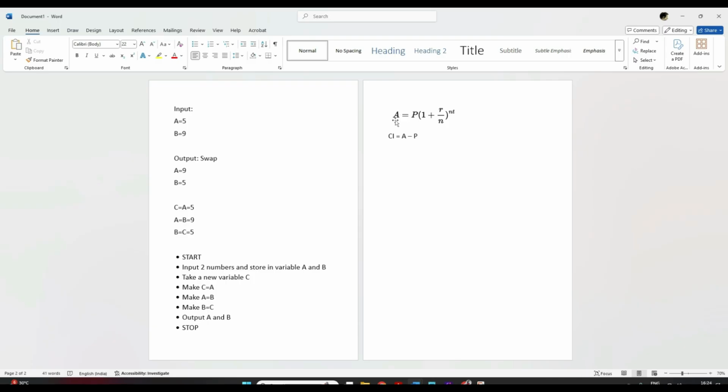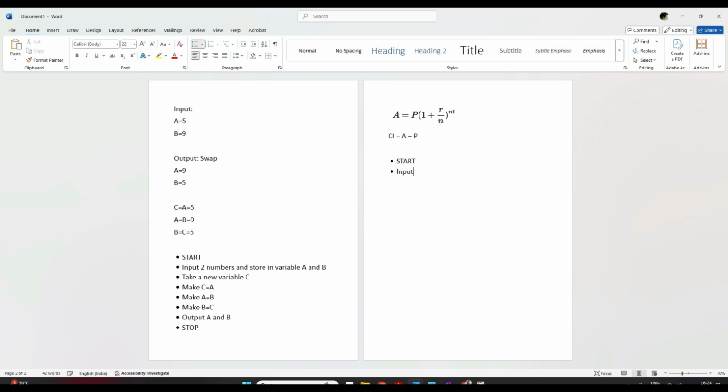I have to find out the amount, and in amount, what are the inputs I require from the user? They have to provide me the principal value, the number of years, the rate of interest, and then the compounding frequency, or the number of times interest is compounded in a year. Okay, so here what will be my first thing? Start. Always remember, first is start.